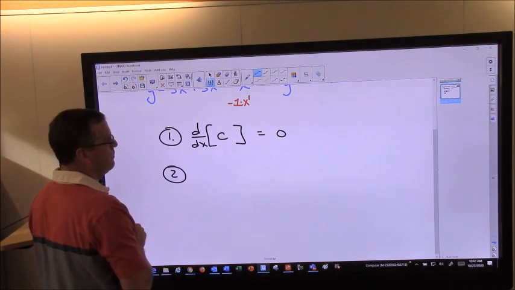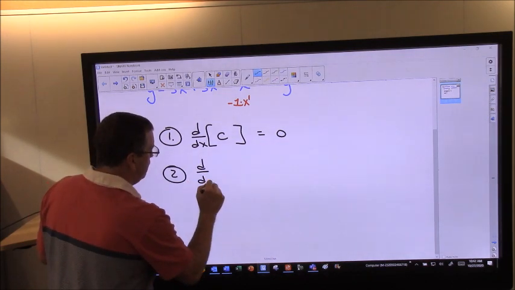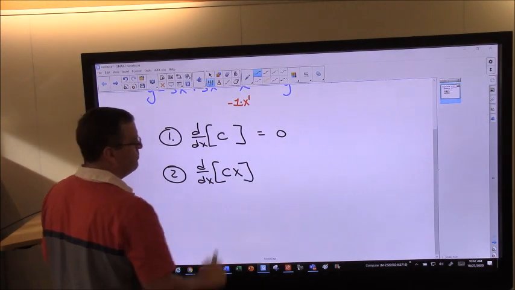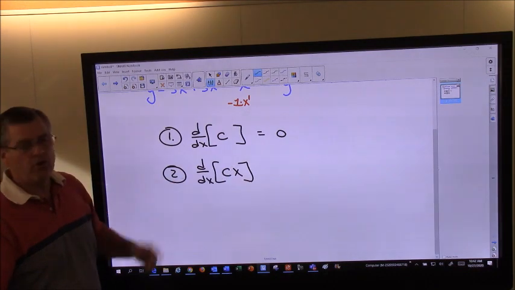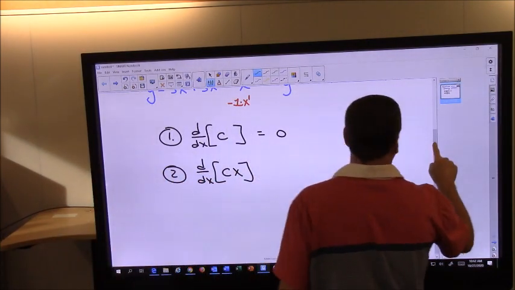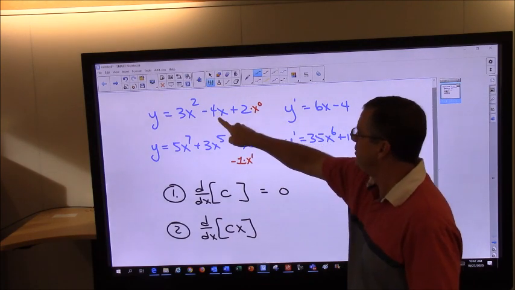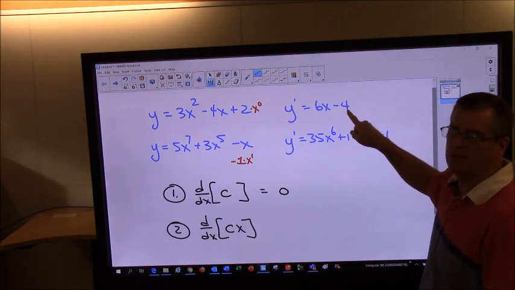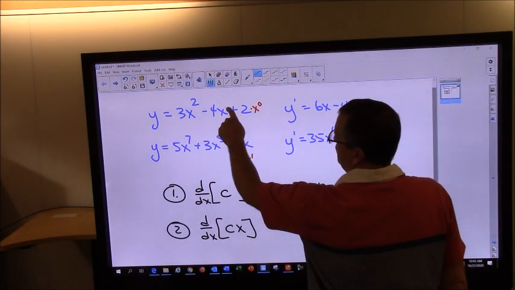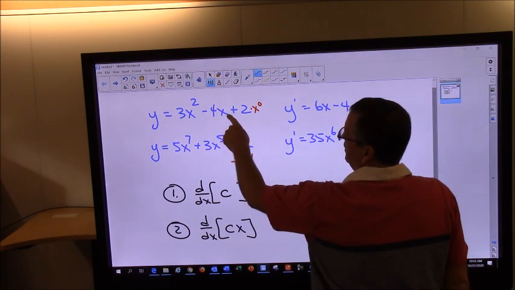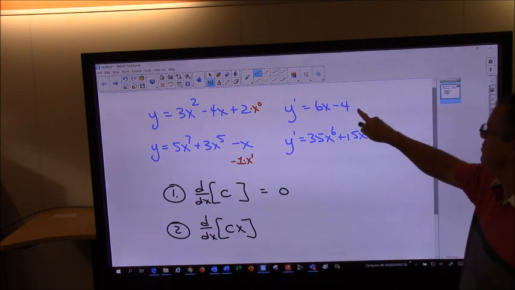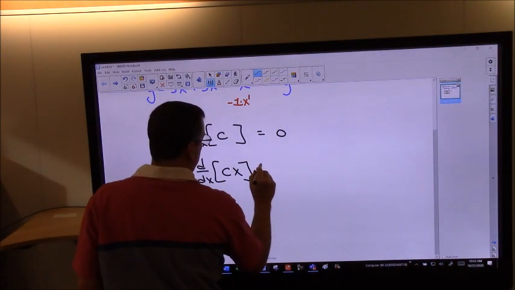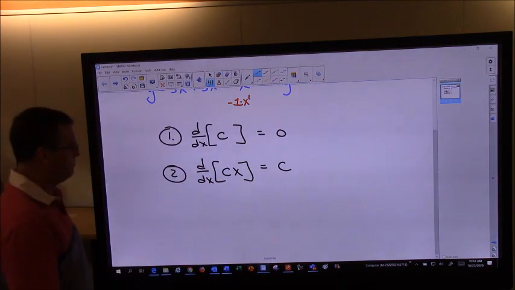Rule number 2. The derivative of a constant times the variable x. So this just means my exponent is 1. And so that's kind of like what we saw right here with this term. Okay, it's a constant times x. And the derivative was just that constant. And it's because what we have is an exponent of 1, so I multiply that. When I subtract 1 from the exponent, I get x to the 0, which is 1. All right, so this is just going to equal whatever that constant is.